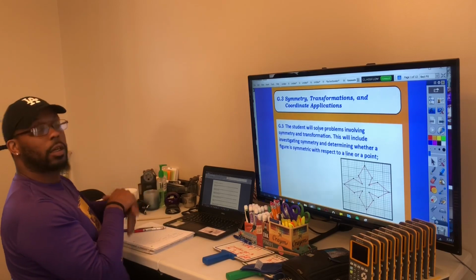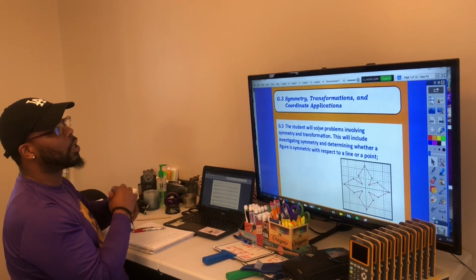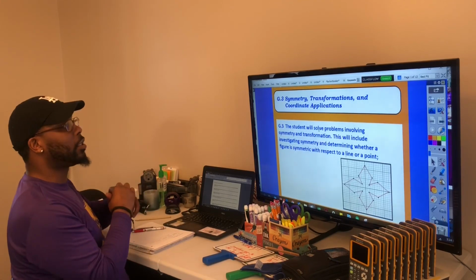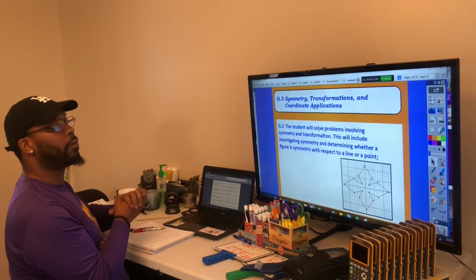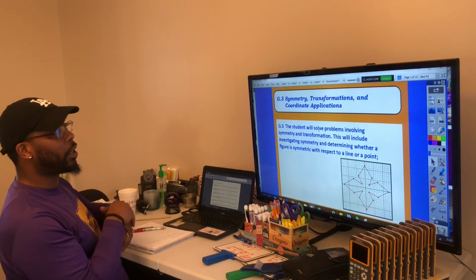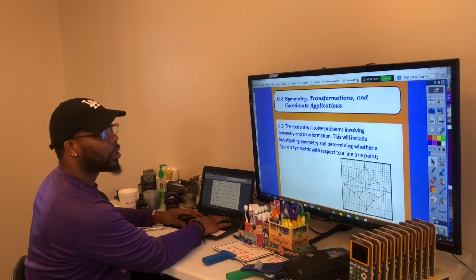Geometry? Welcome back. We're studying G3, which is Symmetry, Transformations, and Coordinate Applications. Alright, your goal at the end of this is that you will be able to solve problems involving symmetry and transformations. This will include investigating symmetry and determining whether a figure is symmetric with respect to a line or a point. Let's go ahead and knock it out.